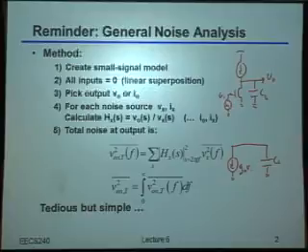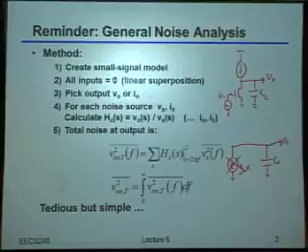The next thing is that since I'm interested in noise and not in the signal behavior, I'm going to say, hey, the input is actually 0. And so in this particular case, that's going to knock out the GM completely.